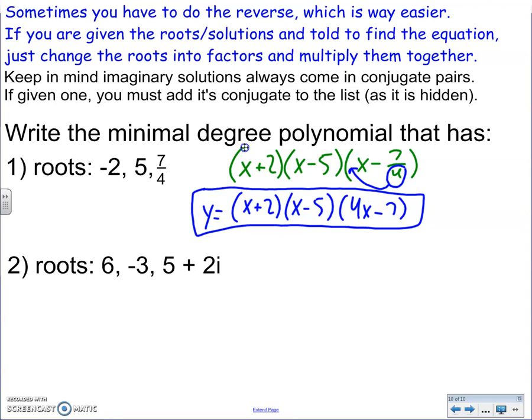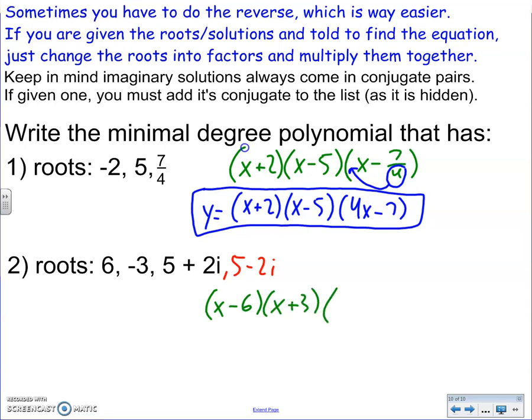All right, one more. Find the equation, minimum degree, with the root 6, -3, and 5 plus 2i. They're trying to trick us here. They have an i there. We need its conjugate. So the conjugate would be 5 minus 2i. All right, then like before, I'm going to write the 4 factors. Just change the sign, put next to x. So it's going to be x minus 6, x plus 3.